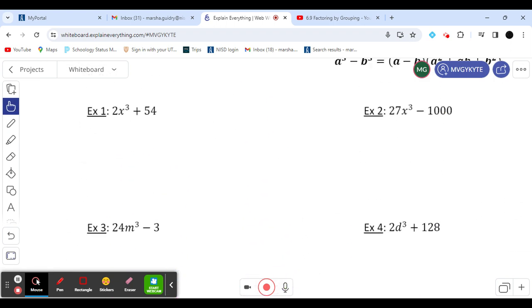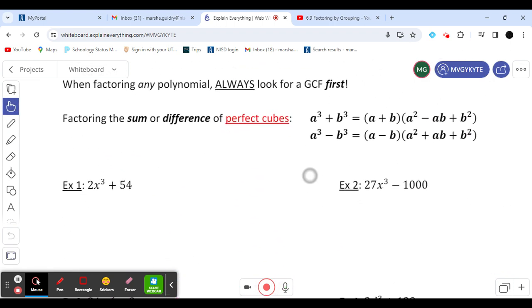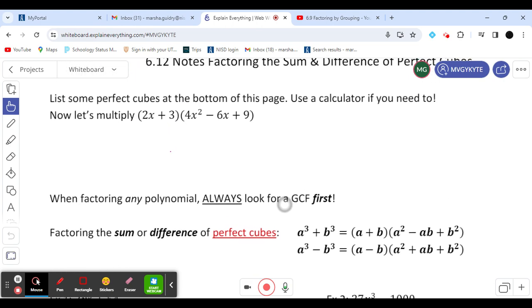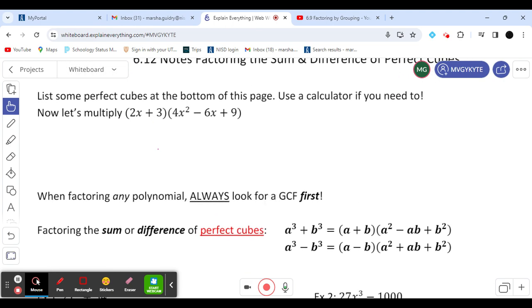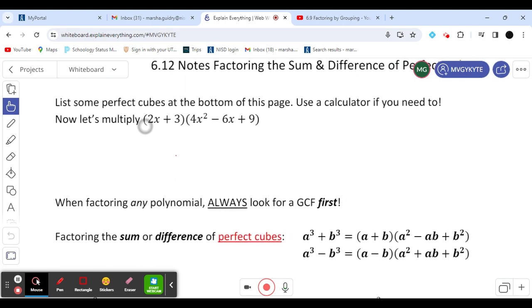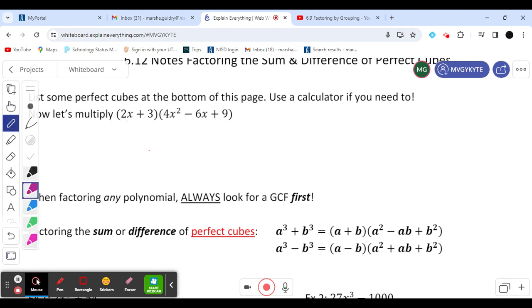All right, moving back up here. So what I want us to do next is to go ahead and multiply together this binomial times this trinomial. And let's see if we can't see a pattern. We have 4x squared minus 6x plus 9. And we're going to multiply that by 2x plus 3.